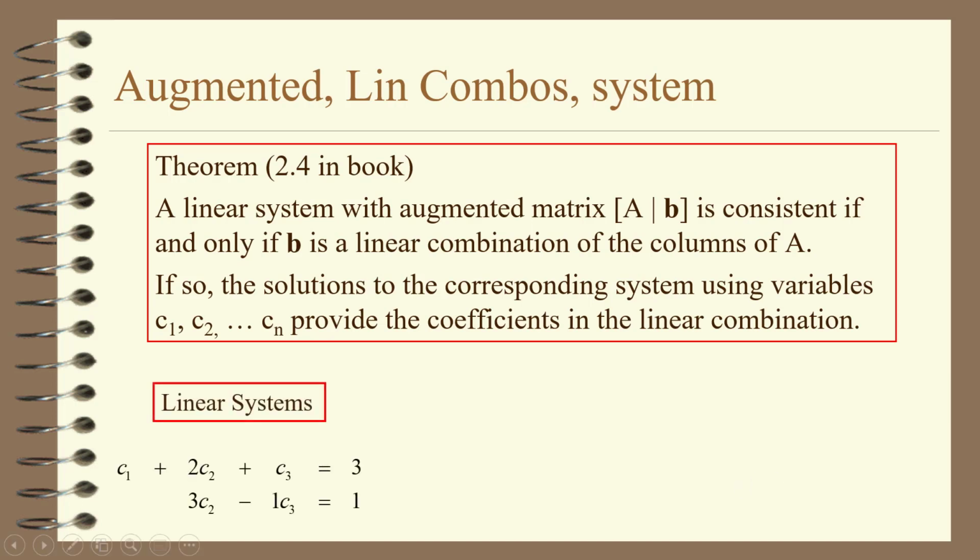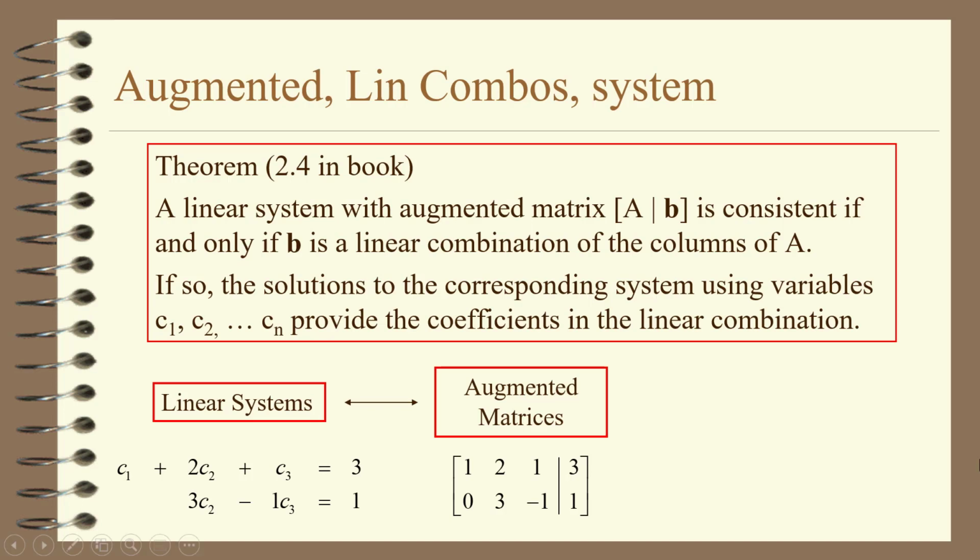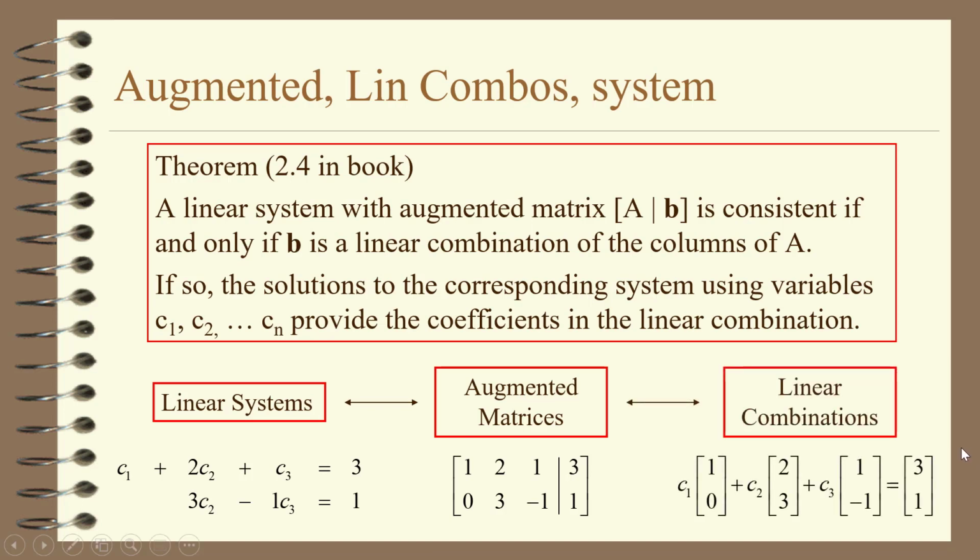So there's this nice way to hop between all of these different ideas. When you have a linear system, you can look at it instead as an augmented matrix, but then also you can look at it in terms of a linear combination of the columns being equal to the constant vector. These are all related to each other.